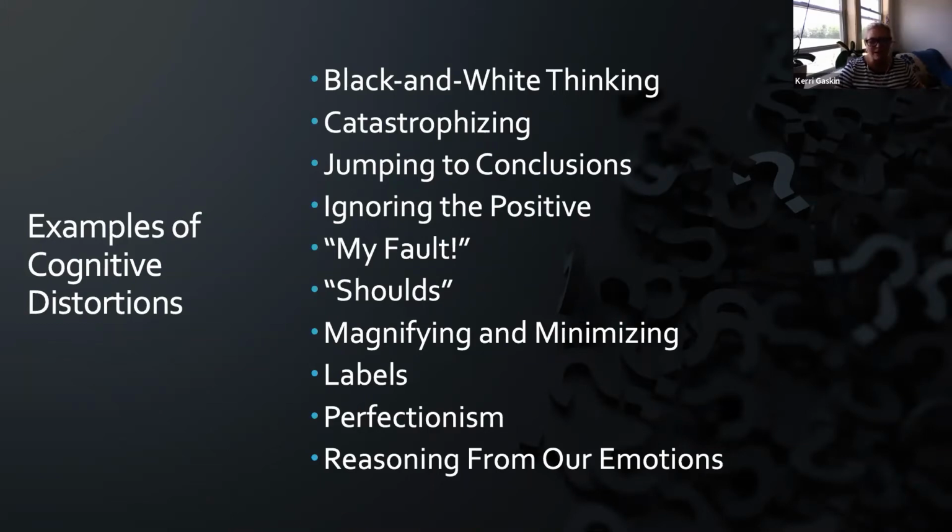Shoulds, magnifying, minimizing, creating labels, engaging in perfectionism, reasoning from our emotions. These are all examples of cognitive distortions. If you look at a series that I did for CMHA a few weeks ago, on a Friday afternoon session all about the anxiety toolbox, we really dug into what each of those is. So if you want to know more about these kinds of cognitive distortions, be sure to check that out, or you can private message me and we can talk more about those. But because we're being mindful of time, we're going to fly right by them just so you know what some of these are.